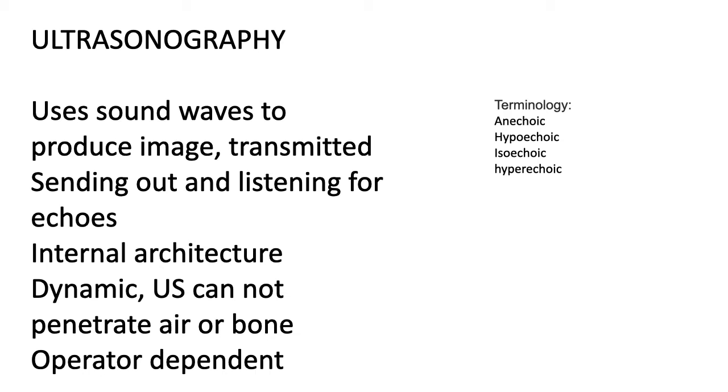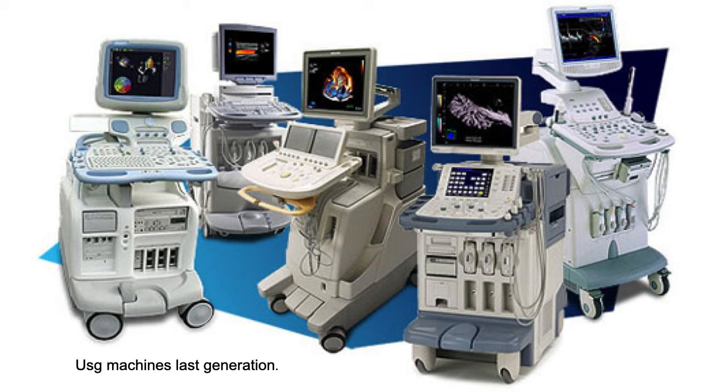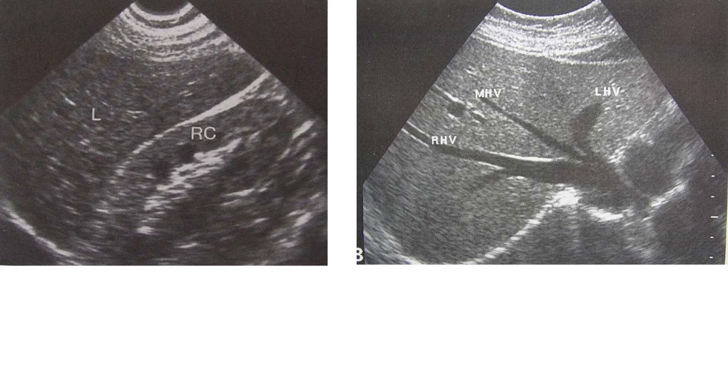These are samples of the types of ultrasound. We started with very big machines, but now we can even use our phone to perform an ultrasound. These are some of the machines, and this is a sample of an ultrasound image. On your right, you can see the black, which is the hepatic veins. You see it's very black, which is anechoic.